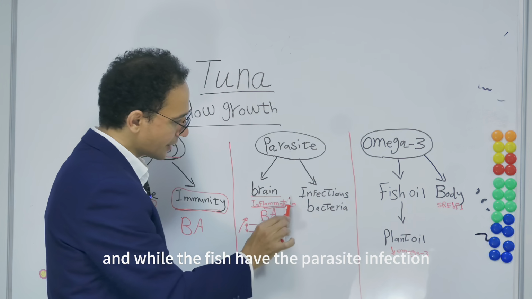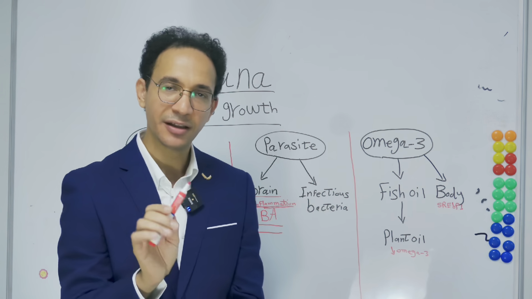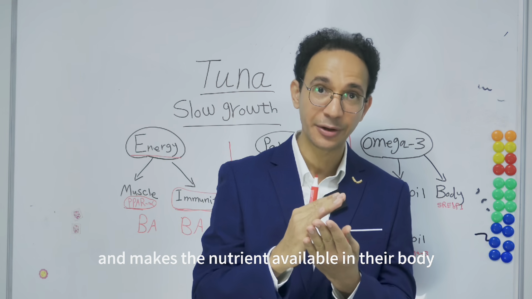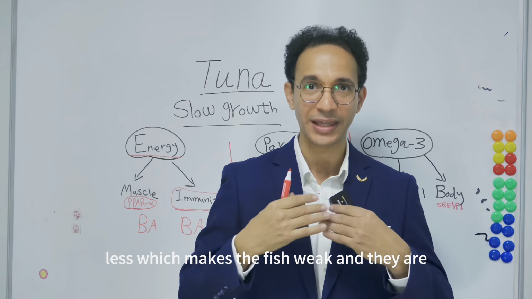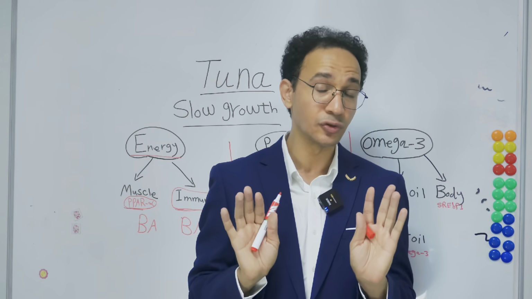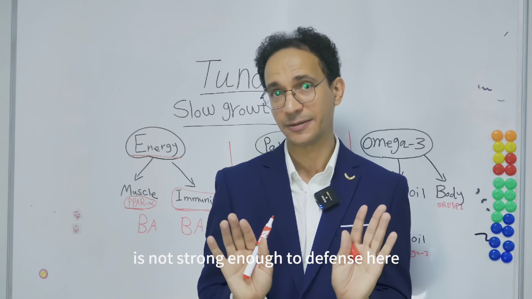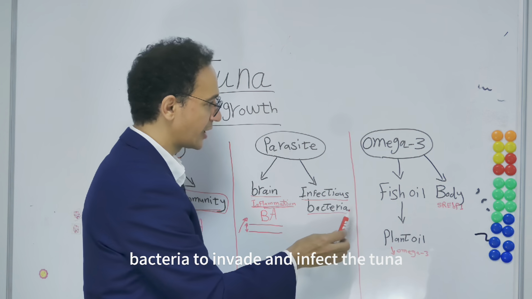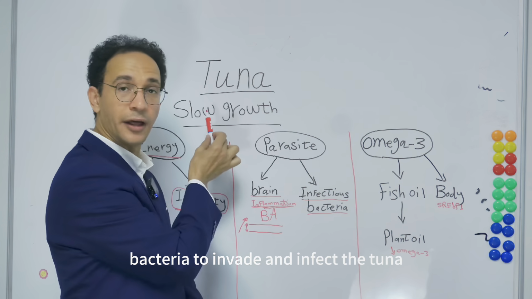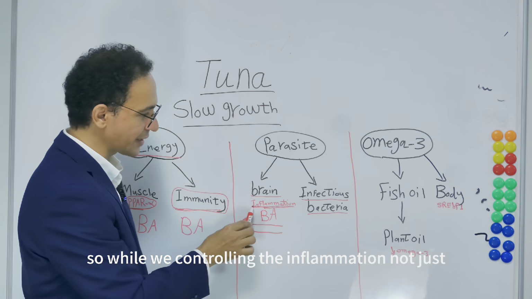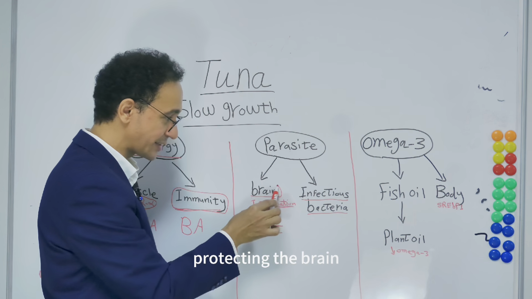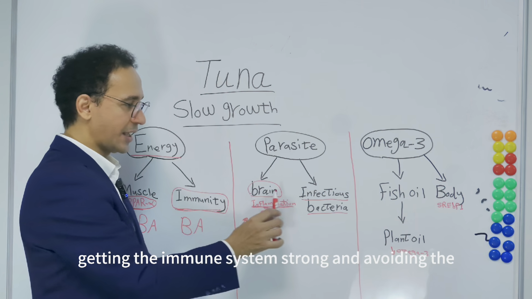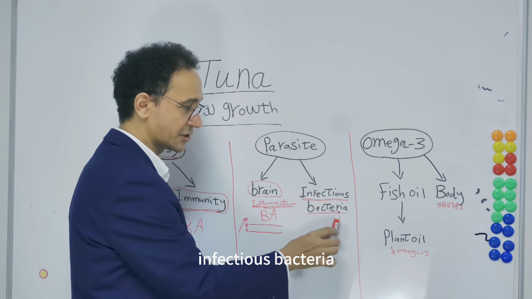And while the fish have the parasite infection, it makes the fish weak and makes the nutrients available in their body less, which makes the fish weak, and their immune system is not strong enough to defend. Here, infectious bacteria come up to invade and infect the tuna. So while we control the inflammation, we are not just protecting the brain, but also getting the immune system strong and avoiding the infectious bacteria.